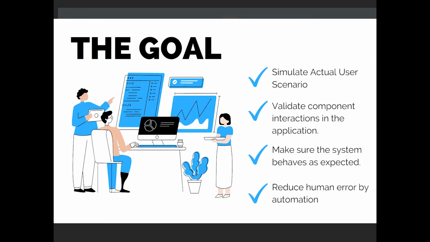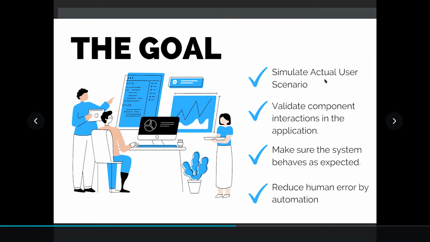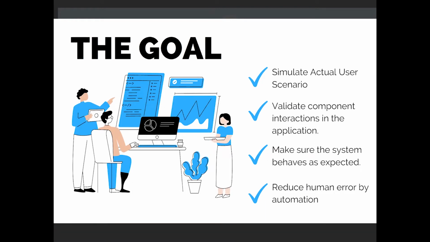So the goal here is, number one, simulate actual user scenarios. This is very important, the term actual, because if you're just testing dream scenarios or scenarios that are not actually part of what's going to be deployed in production, then it's not necessarily proper testing, because you cannot expect what's going to happen in a production setting if you're just going to test on a different kind of environment. And number two is to validate component interactions in the application.